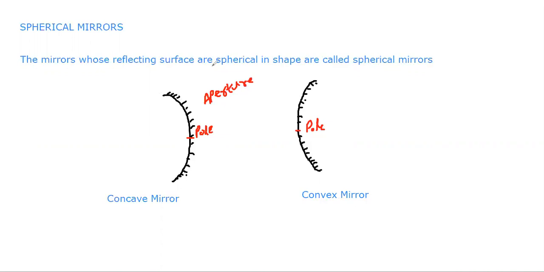Now, if you imagine it as a complete sphere, it can form a circle also. If you try to complete it, it will form the shape of a circle, and the circle would have a center. So the center of this spherical shape is known as the center of curvature, right? This C is known as the center of curvature.